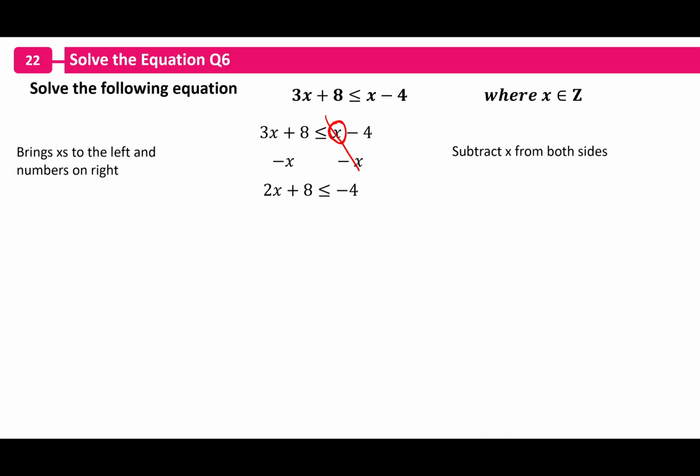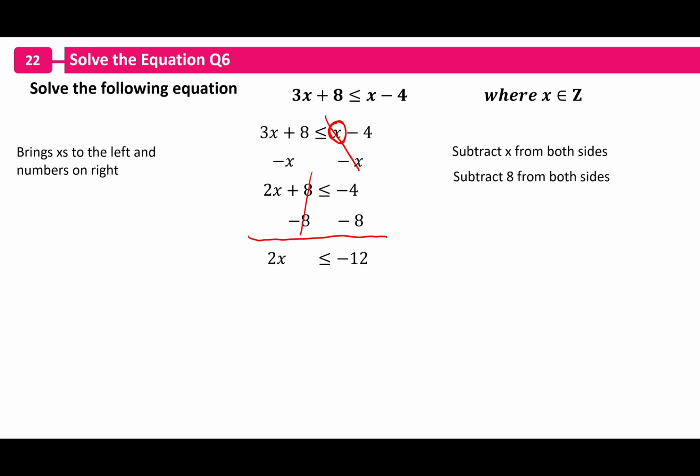Remember, we want the x's on the left and the numbers on the right. Let's move our numbers to the right-hand side. To do this, I'm going to subtract 8 from both sides. This leaves me with 2x is less than or equal to minus 4 minus 8, which gives us minus 12.